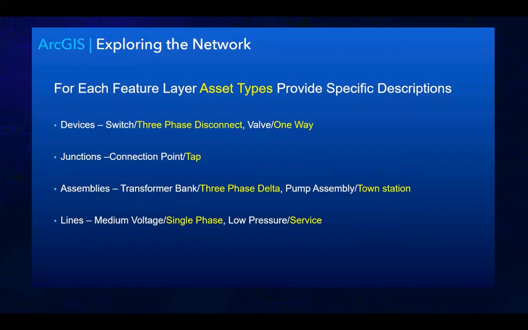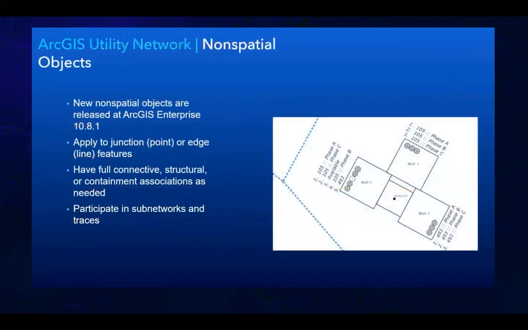Now, a new functionality is just going to be released this summer. It's non-spatial objects. And this is something that we're really excited about. So non-spatial objects are junctions or edges. And junctions represent non-spatial elements that represent point features, or edges represent non-spatial elements that support linear features.